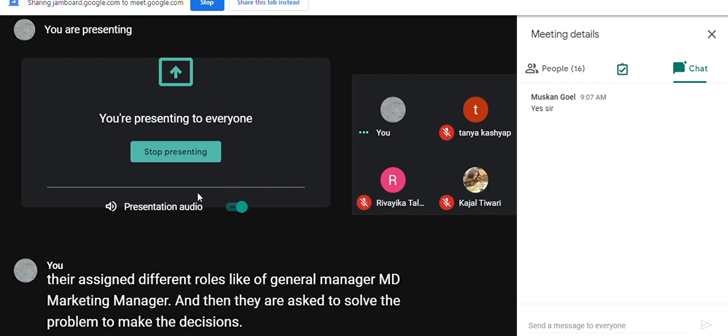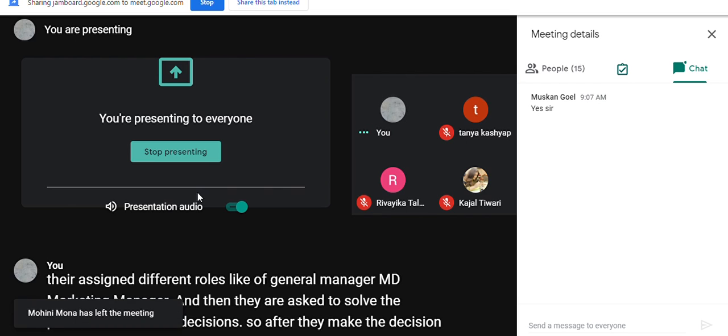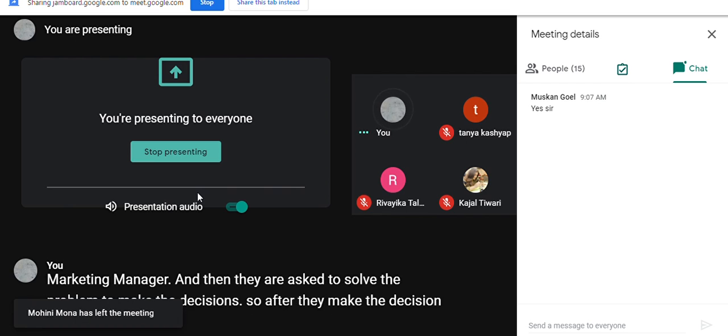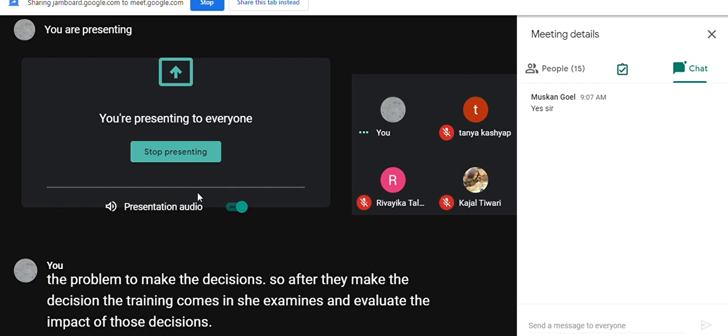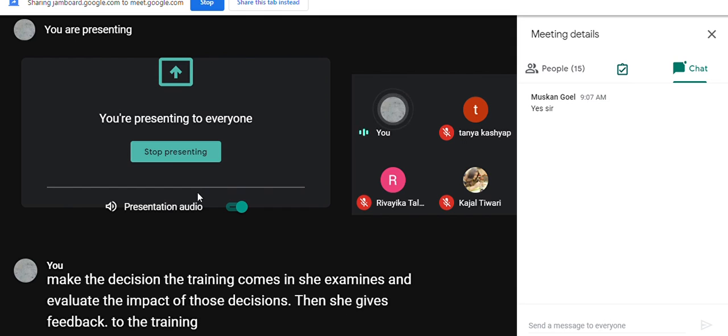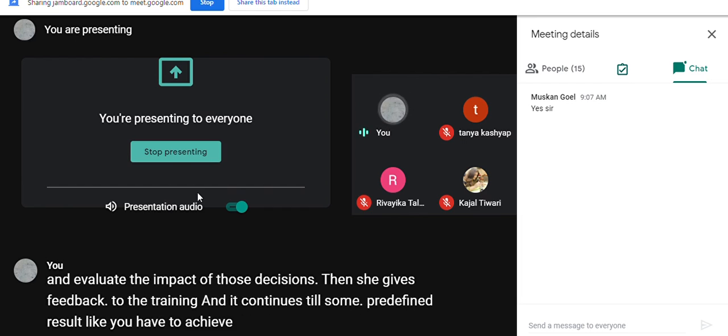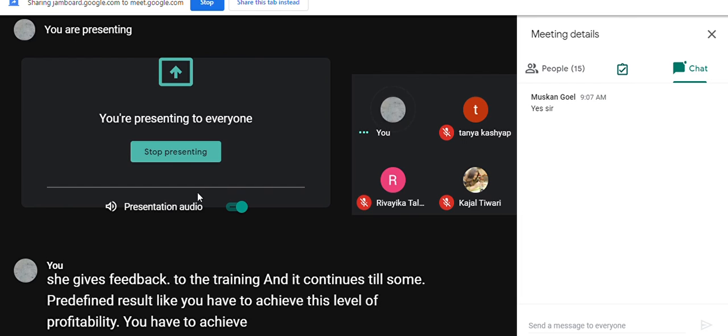So after they make the decision, the trainee comes in, she examines and evaluates the impact of those decisions. Then she gives feedback to the trainee, and it continues till some predefined result, like you have to achieve this level of profitability, you have to achieve this level of sales. So that result is achieved.